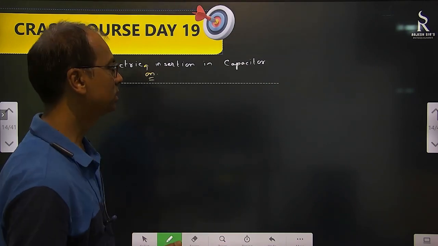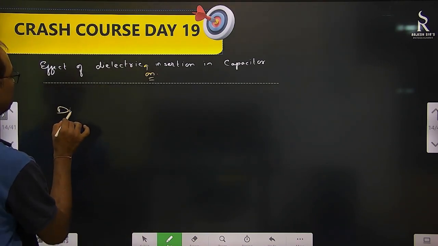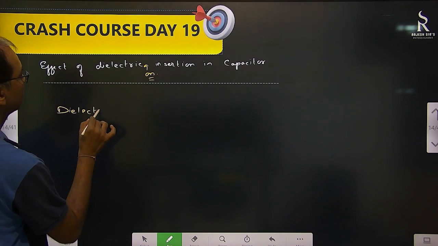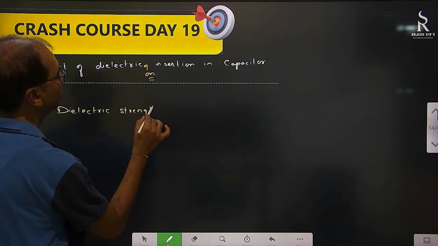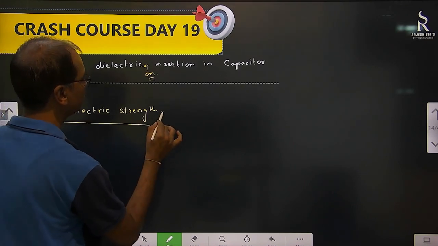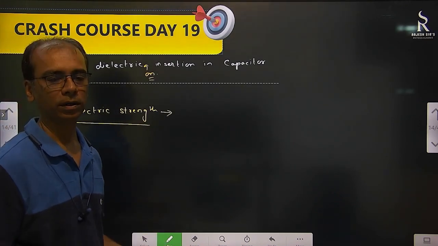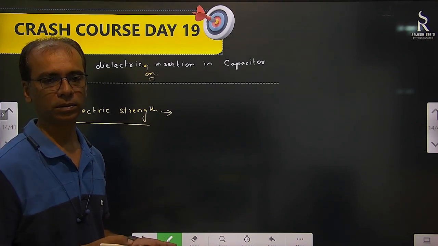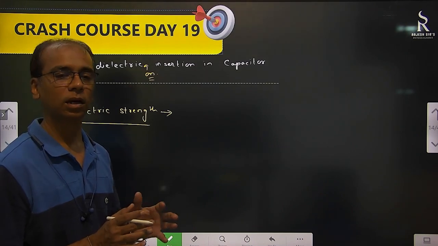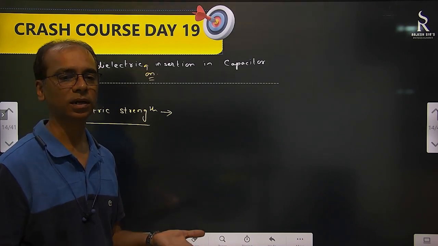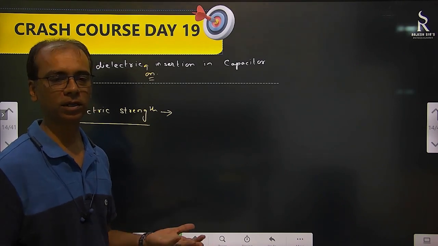Actually, there is something called dielectric strength. Or we discussed permittivity. Permittivity was opposition to the electric field. How much can it oppose? There is a limit to what it can oppose. After that limit, what happens? It becomes a conductor. It cannot oppose. After that, it becomes a conductor.